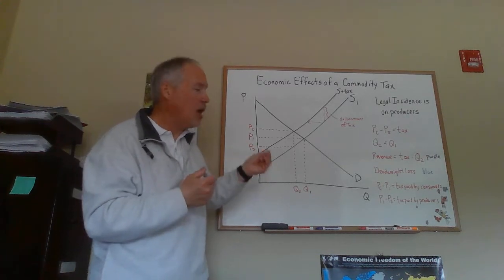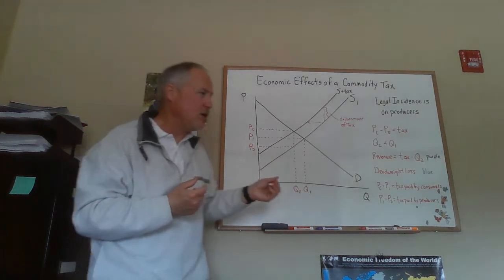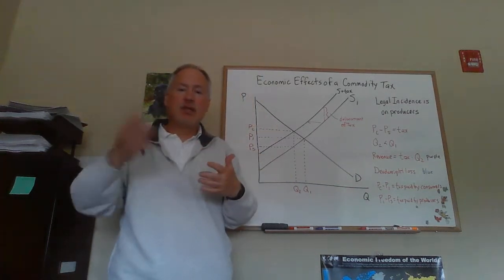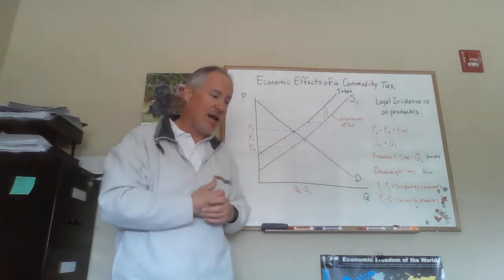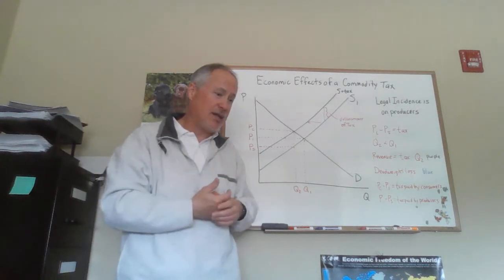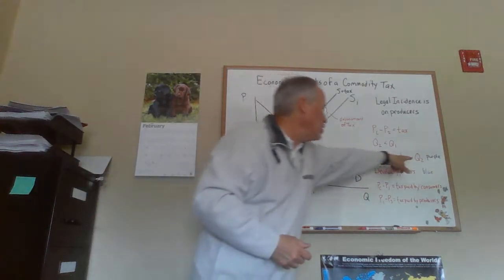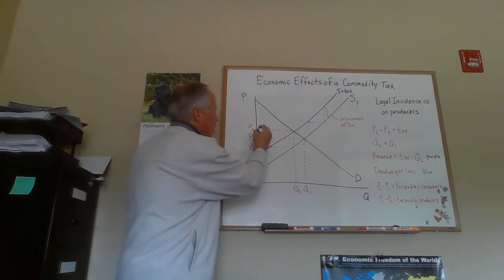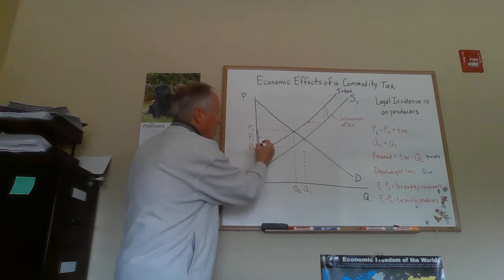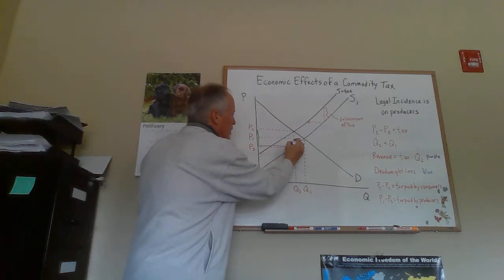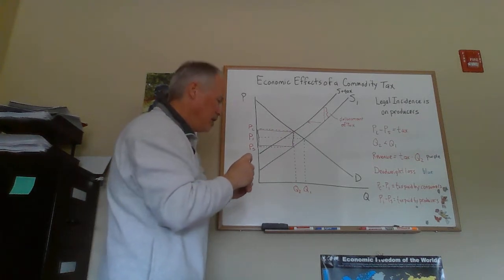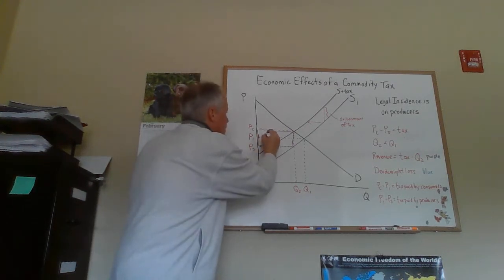Now, if you want to talk about how much revenue this tax raises, well, the tax revenue is going to be the amount of the tax times the number of units that get sold with the tax applied to them, and that's Q2. And I have it up here, it's going to be in purple. I'm now going to draw the rectangle, shade in the rectangle for the revenue. So here's the tax revenue.